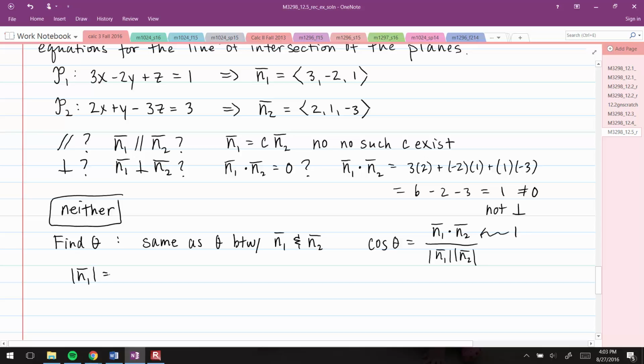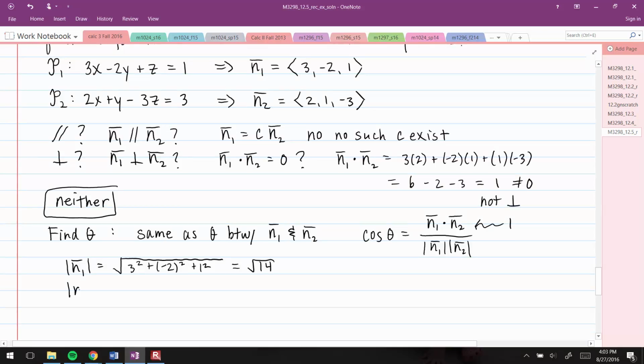Another review thing: the way I can find that magnitude is to take each component squared, add them, and take the root. So that's going to be 3 squared plus negative 2 squared plus 1 squared. You do that and you get root 14. We need to do this for the second normal vector as well. So we're going to have 2 squared plus 1 squared plus negative 3 squared. Turns out that's also square root of 14.